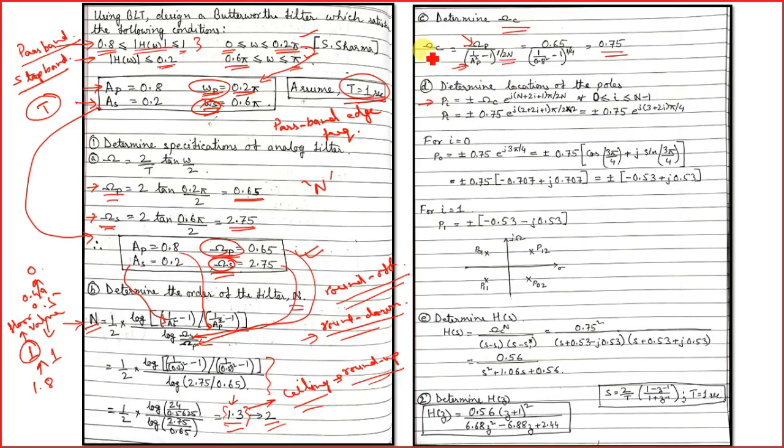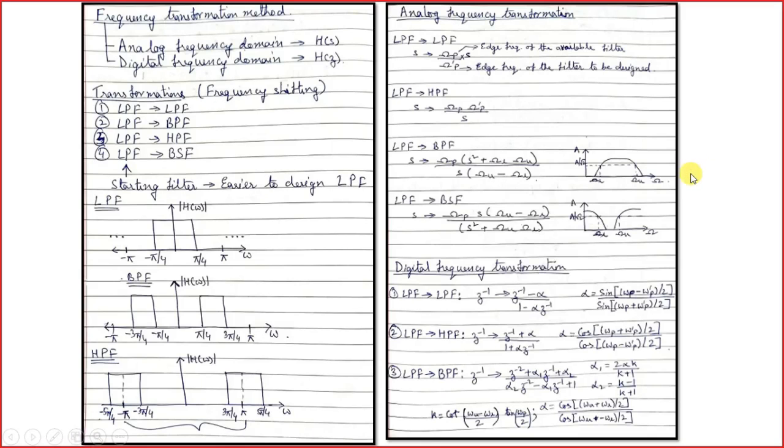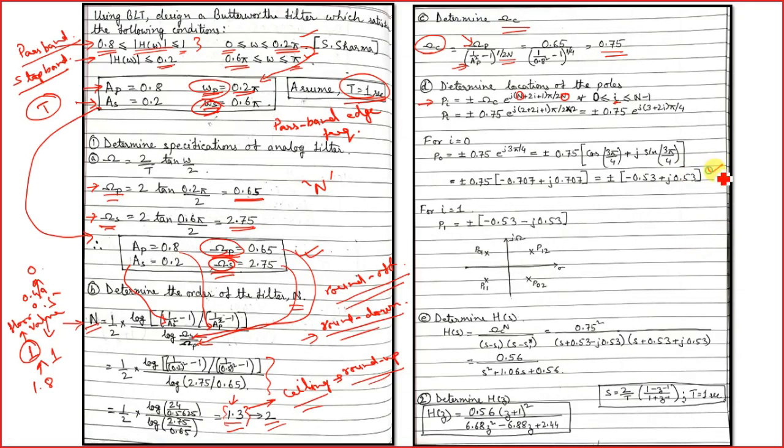Here we have already calculated omega c, and we know capital N. So we just have to change the values of I and calculate different values. Again we will be getting 4 values. For P0 we have this value, for P1 we have these two values. So these 4 values are plotted in this plane: 1, 2, 3 and 4.